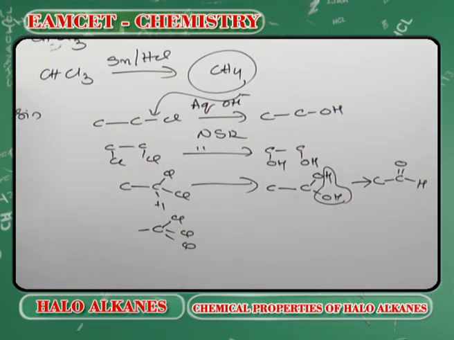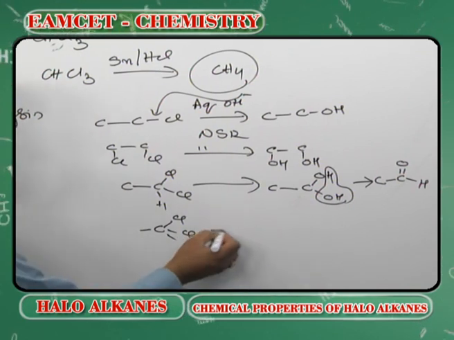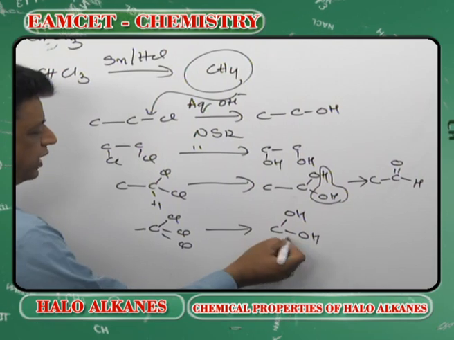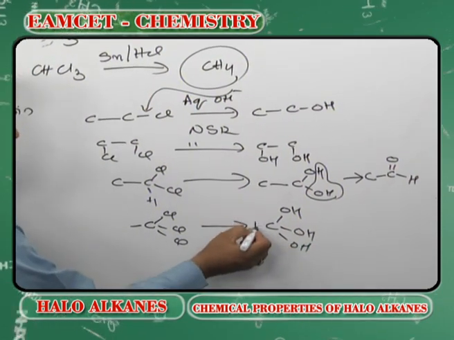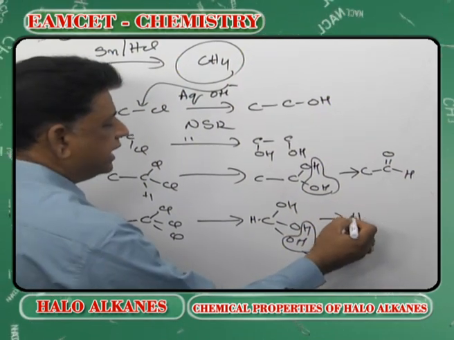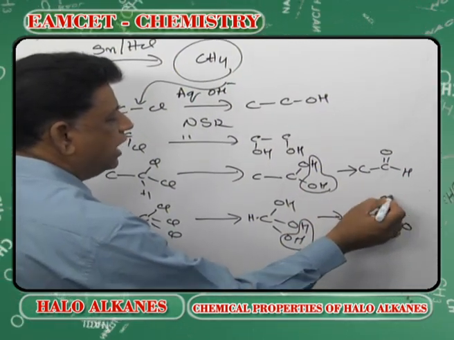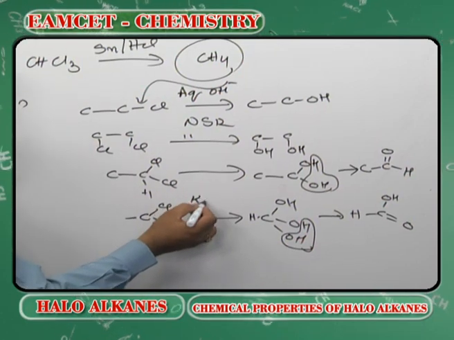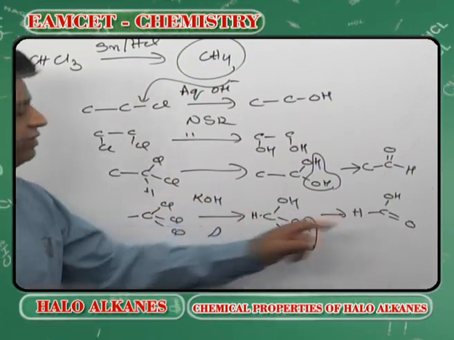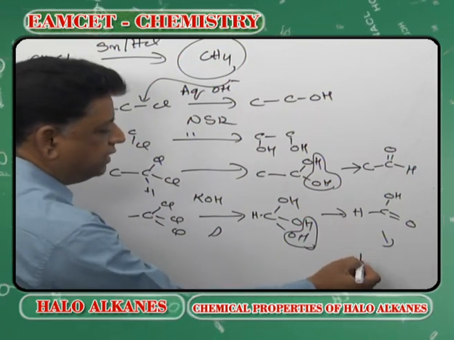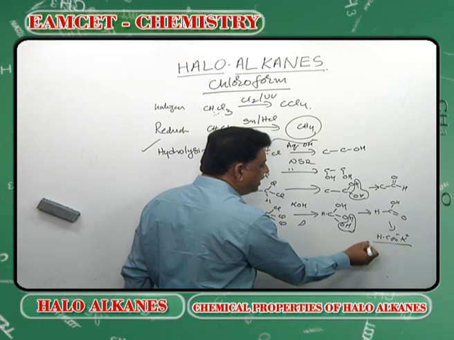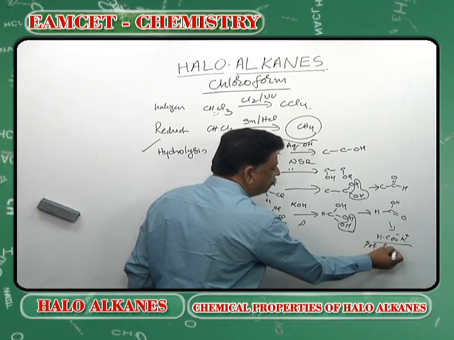That is the question now. If three halogens are there, applying the concept, you will get three OHs, right? Three OHs, and already one H is there, so let us write it. Three OHs eliminate water, and what comes is HCOOH, which is nothing but formic acid. But when I add potassium hydroxide and boil, the potassium hydroxide reacts with this, and subsequently its salt is formed, HCOO minus K plus, potassium formate will be the answer.